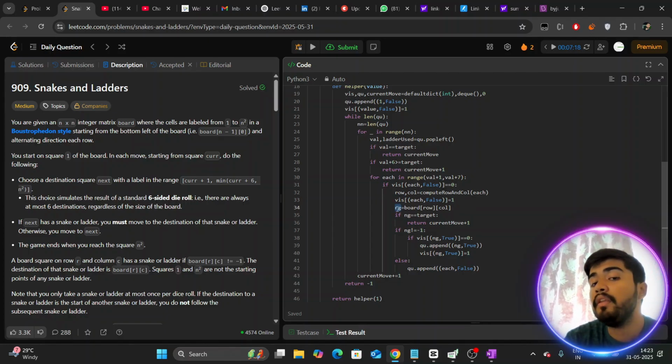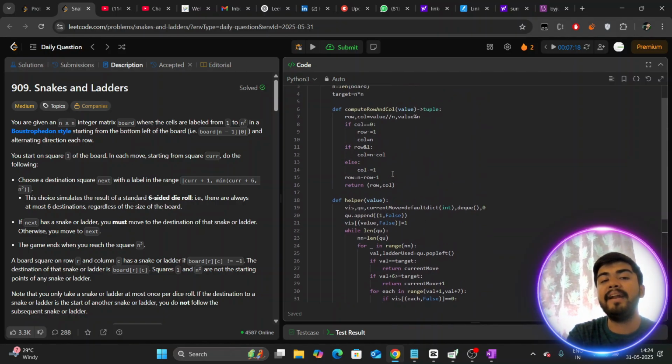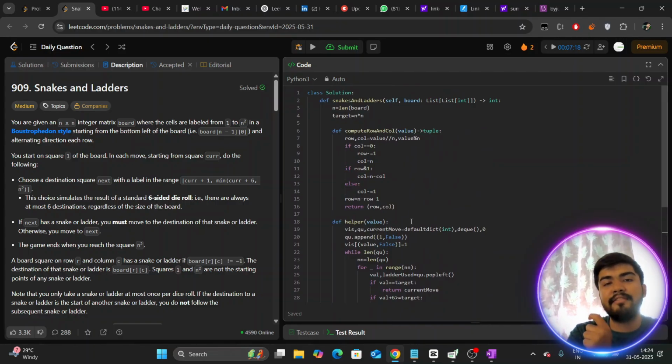And now I am going to check what value this particular board is holding. So I am storing it in a variable, that is neighbor in my case. If board of row comma col comes out to be the target, that means I am able to reach my neighbor by a single dice roll. And what is the dice roll? That is of +1 to +6. I am rolling the dice, and that is my target. I have defined my target initially, that is n cross n, that is n squared. So that is my target.